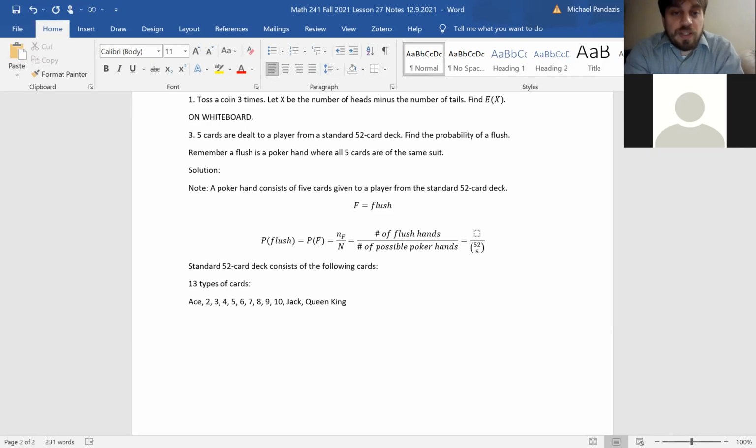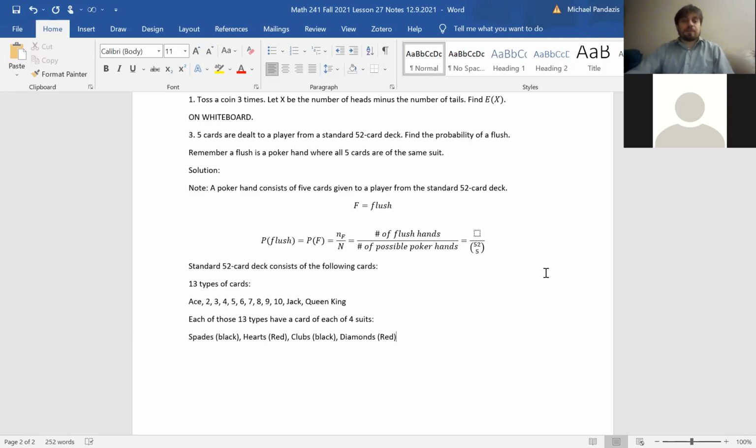Right. So now you have 13 types. Each of those 13 types has a card of each of 4 suits. Those 4 suits are spades, which is black, hearts, which is red, clubs, which is black, and diamonds, which is red.